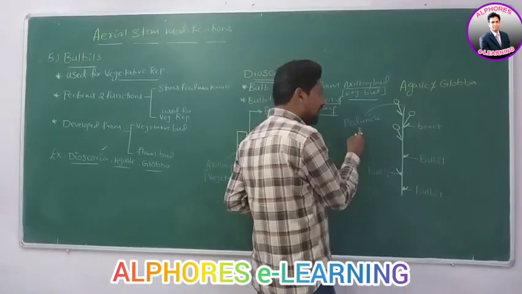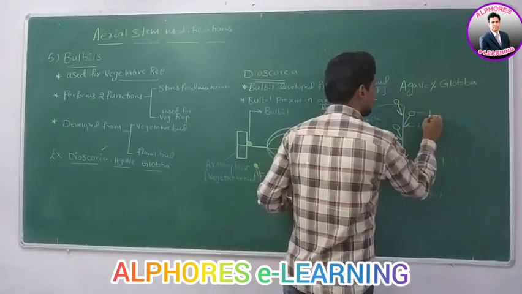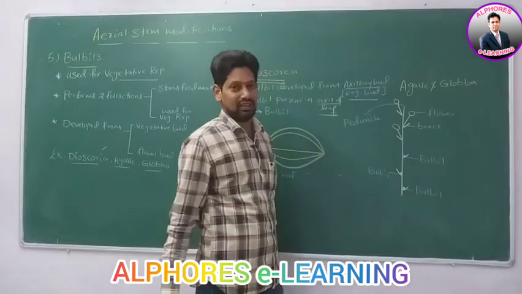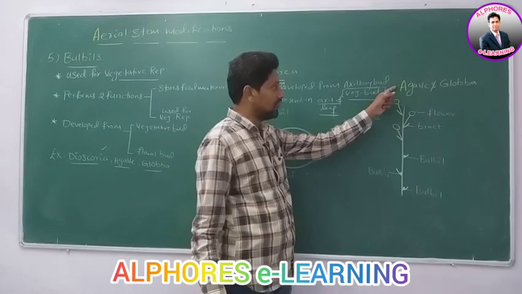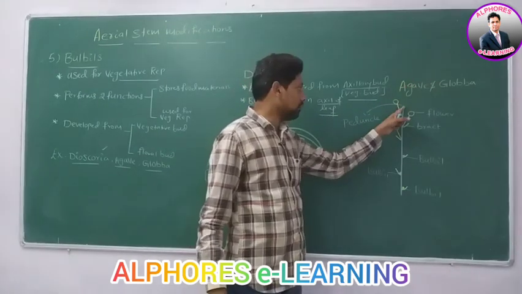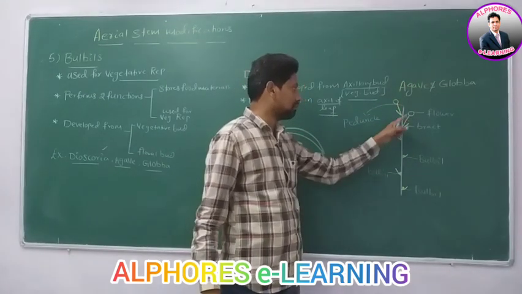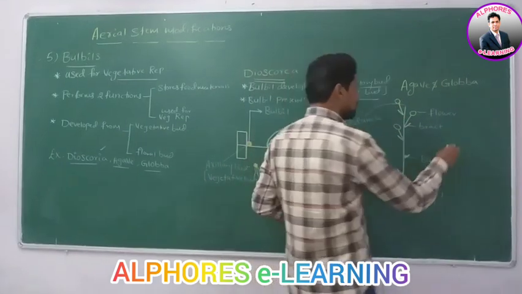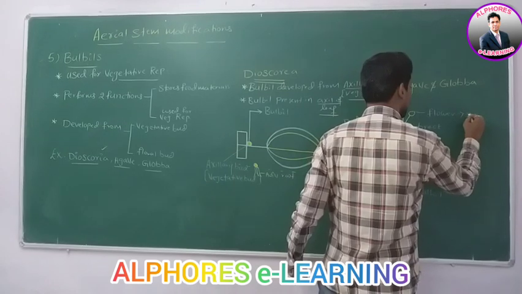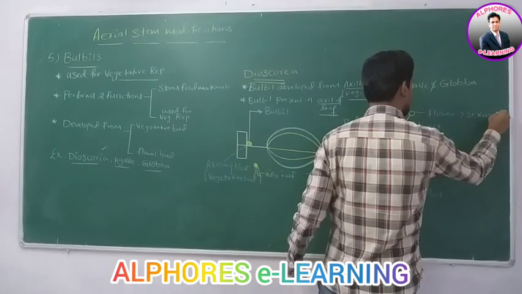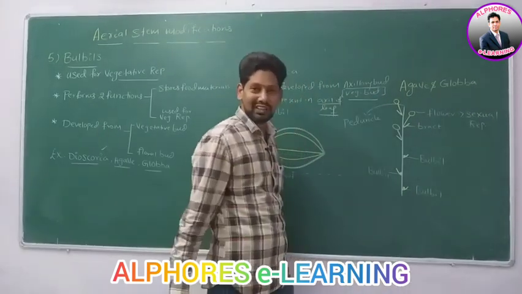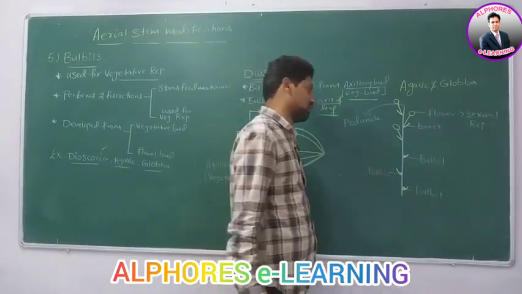Is this statement okay? It means on the peduncle, flowers are present as well as bulbils are present. Yes or no? In case of agave and globa, on the peduncle, what are present? Flowers are present, bulbils are present. Sir, flowers are used for which reproduction? Flowers are used for sexual reproduction.